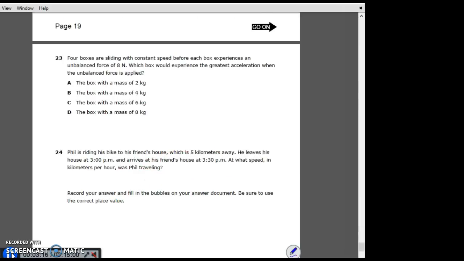Okay, number 23. Four boxes are sliding with a constant speed before each box experiences an unbalanced force of 8 newtons. Which box would experience the greatest acceleration when the unbalanced force is applied? So we need to come to our trusty formula chart. We're going to look for the formula involving force, mass, and acceleration. We know that if we use our triangle, which we all should have drawn on our test to begin with, we are looking for the acceleration.